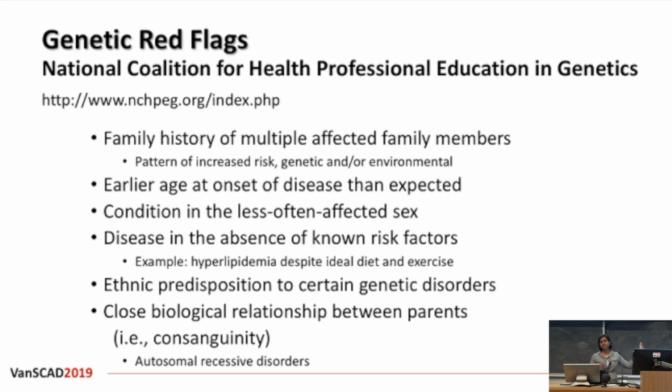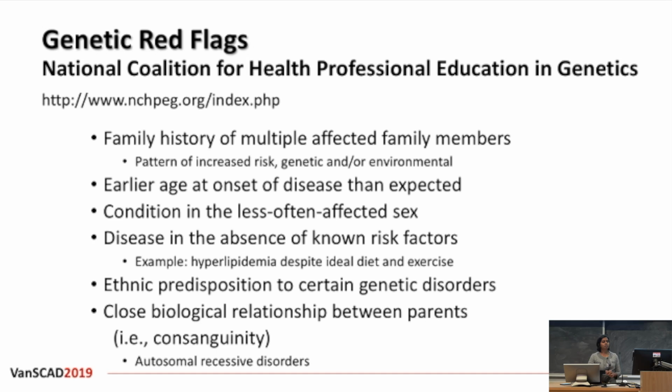So this is just generally kind of a teaching slide for genetic red flags. This is not particular to SCAD, but I think some of these, they all kind of are worth keeping in mind. Generally what we're thinking about for red flags are family history of multiple affected family members, earlier age of onset, if the condition is occurring for SCAD in men, so the less often affected sex would make us think about a genetic etiology a bit more. The absence of some risk factors, ethnic predisposition in this disorder for SCAD is not something that I think there's something in particular that we would have a red flag around.